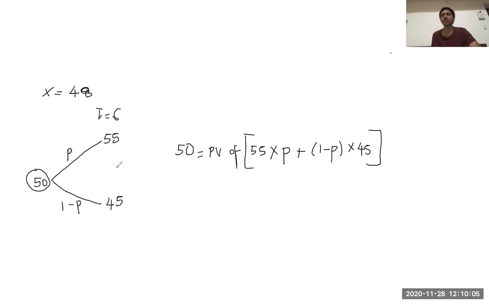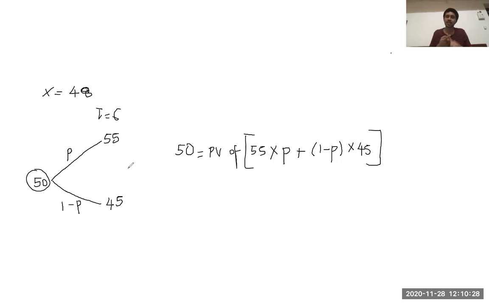When we bring it from t equal to 6 to t equal to 0, we again need a discount rate. What is the discount rate? The discount rate is going to be the risk-free rate, because you are a risk-neutral investor. A risk-neutral investor not only needs a risk-free rate for an option, he needs a risk-free rate irrespective of the instrument he is investing in.